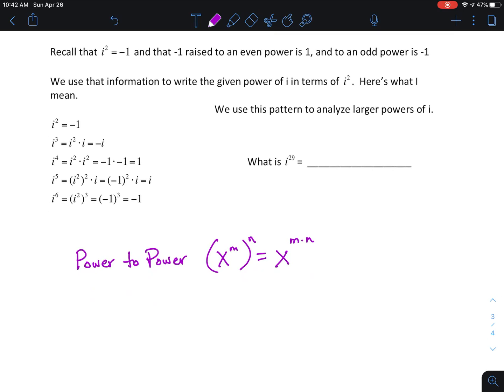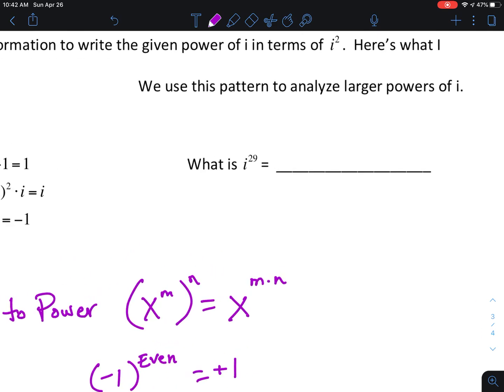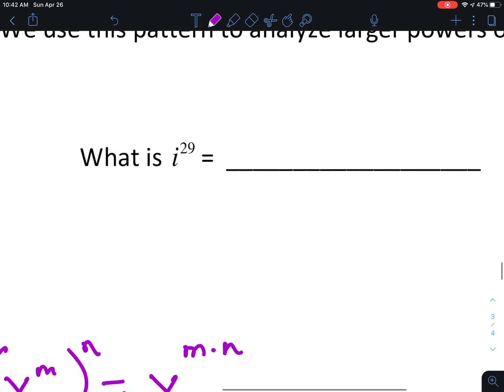The other thing I want you to remember is if you're raising negative 1 to an even power, it's going to be equal to positive 1. And if you raise negative 1 to an odd power, it's going to be equal to negative 1. So those two things are going to help us figure out what to do, okay? So here's what you're going to do. Let's consider this: i to the 29th, okay?